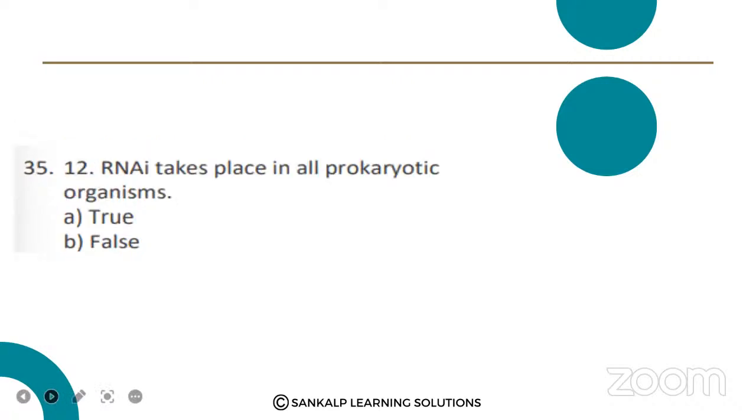35th question. RNAi takes place in all prokaryotic organisms. RNA interference takes place in all prokaryotic organisms. True or false? Option A, ma'am. Most of them are saying option A, that is true.